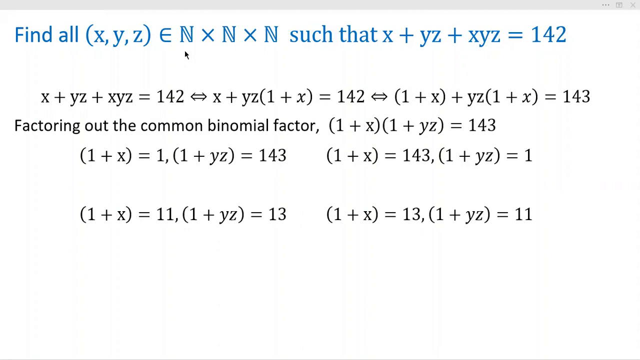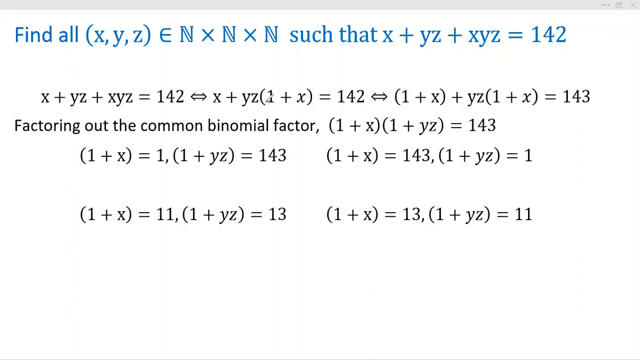It's something I wasn't familiar with till maybe 6 months ago. What we do here is actually force a binomial factoring circumstance. The first thing we do is very straightforward. We just factor out yz from both terms right here, and that's this step right here.